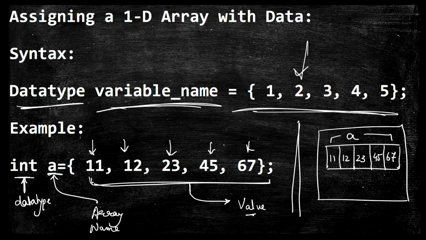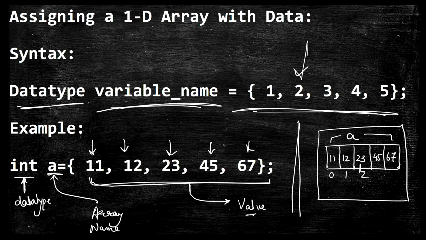Okay. Now, what is the index of 23 over here? The index of 23 is 0, 1, 2. So the index of 23 is 2. Right? I asked you the index just for your understanding to make it more clear. So this way we assign value to a variable in an array.